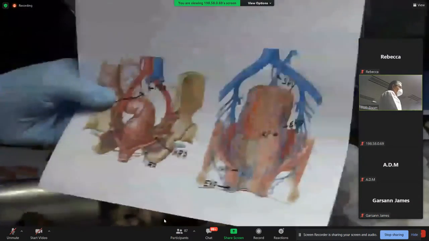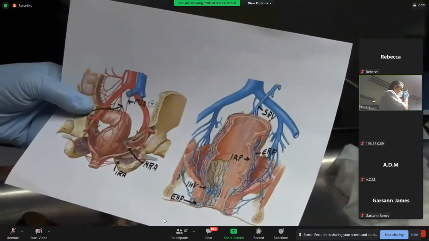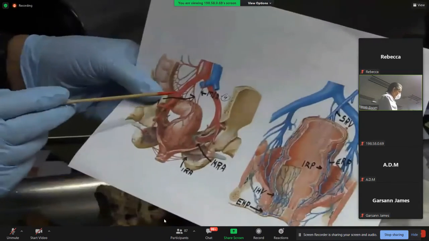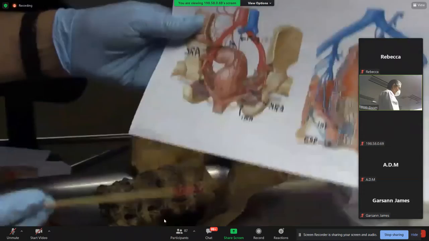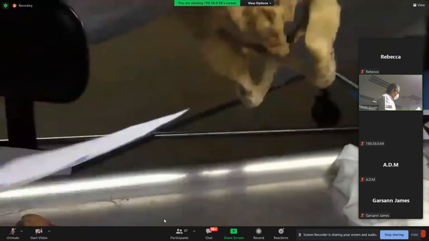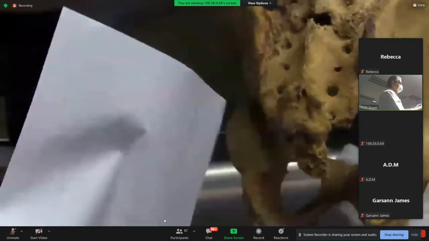They're going to run on the rectal wall in that mesorectum, behind the rectum. So it comes down here, it's going to divide into the right branch. But what we've done here is that we've removed the back of the sacrum, so we're looking at the rectum.